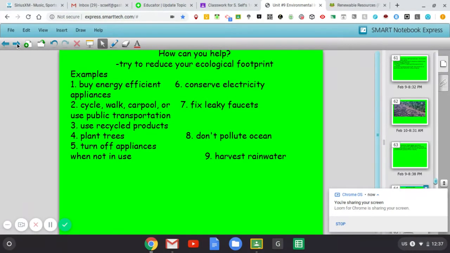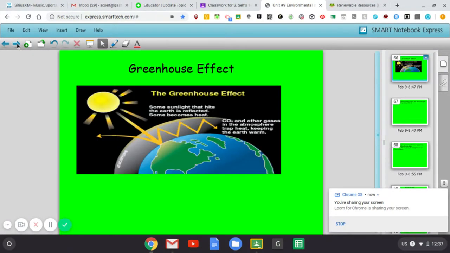All right, so to finish up Unit 9, we're going to look at a couple things. We're going to look at the greenhouse effect, ozone depletion, or being used up, and global warming.